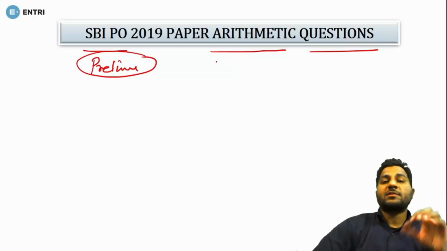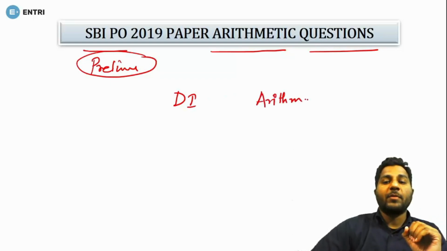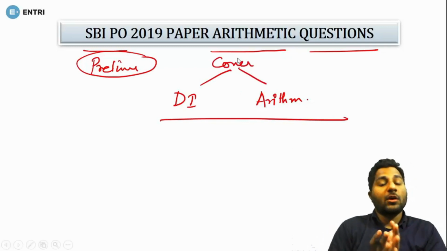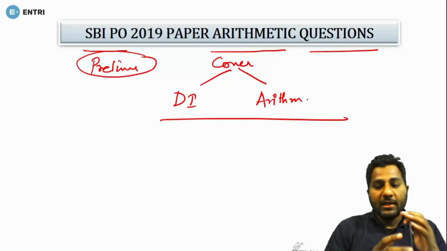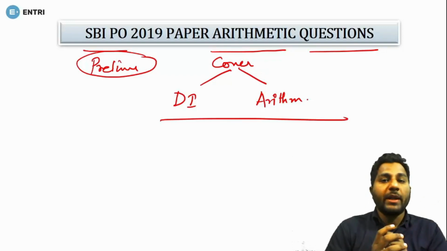Why arithmetic questions? Because as we have seen, the latest trend shows that the examiner is focusing purely on two topics. One is DI and the second one is arithmetic. So if you have these two areas covered confidently, I believe you can clear your examination. So you must watch this video to get exposure about how to approach the arithmetic portion. Let's move on and see what the questions are like in the SBI PO 2019 prelims paper.